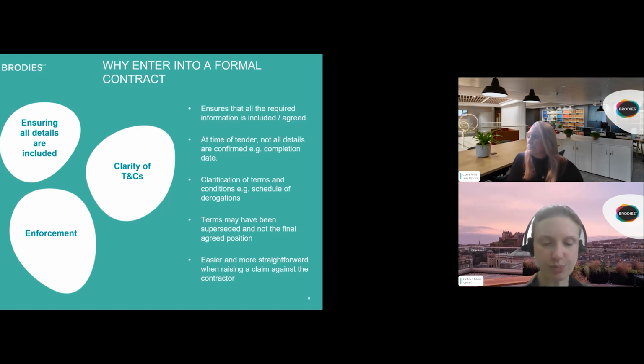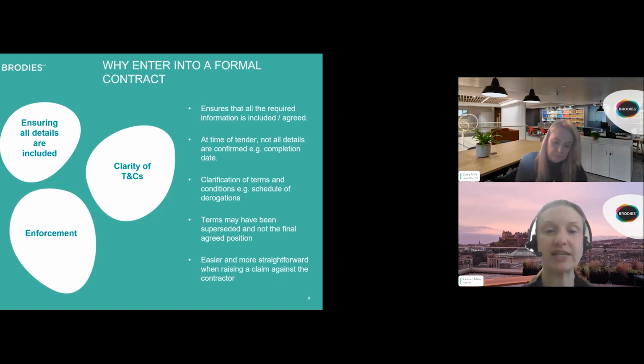From an enforcement perspective, i.e. if you're going to raise a claim against a contractor, it's more straightforward for your solicitor to consider one fully executed building contract than have to trail through various attachments, or indeed for you to have to dig through files to pull out the relevant tender documents.